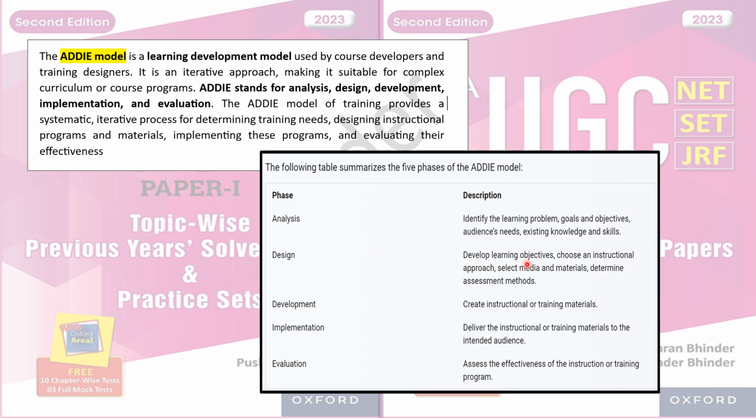Develop learning objectives, right? In starting of any chapter or any unit which I want to start, I should know what should be the learning objectives. तो वो मुझे develop करनी है, means मुझे बनाने हैं. Choose an instructional approach. Select media and materials. Determine assessment methods. Designing में, this is all related to designing.